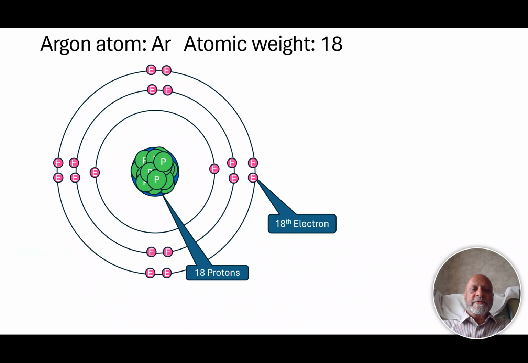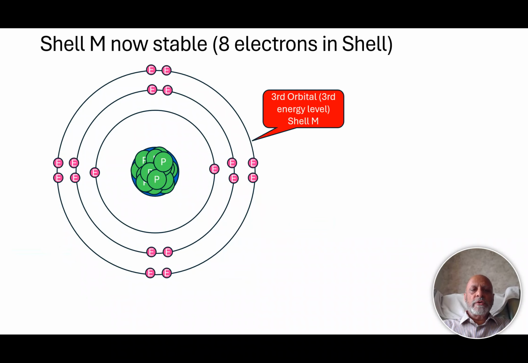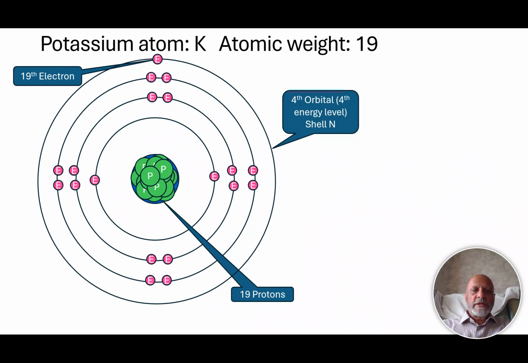So now you observe that there are 8 electrons in this shell. So shell M is now stable. It has no desire to receive any electrons or give any electrons, so it is closed. Now when potassium comes along and says my atomic weight is 19, please allow me in, they say no. One more orbit will be open for you. The 4th orbit opens, and you can see the first electron of potassium. So that's the 19th electron and 19 protons to match.